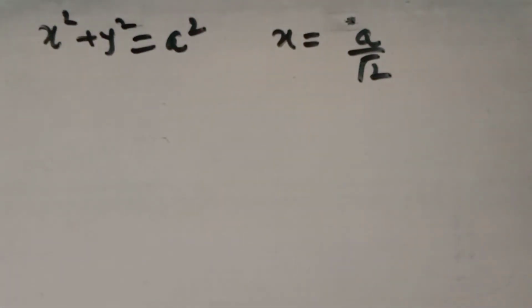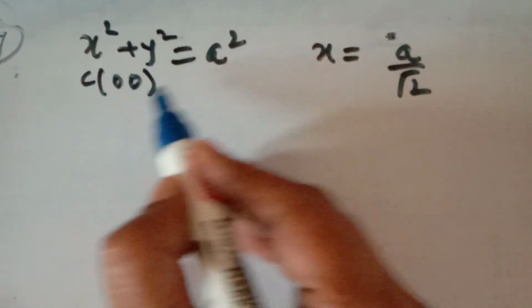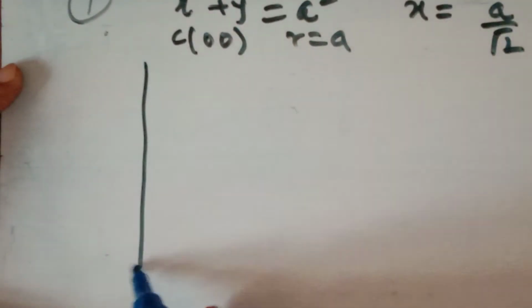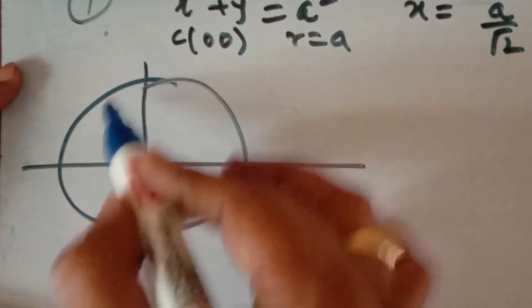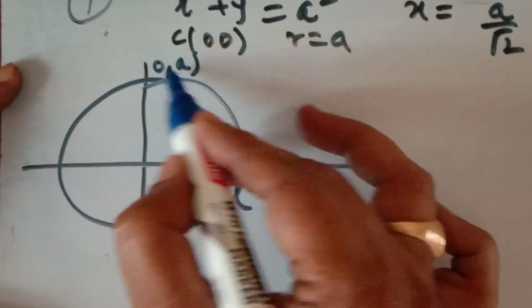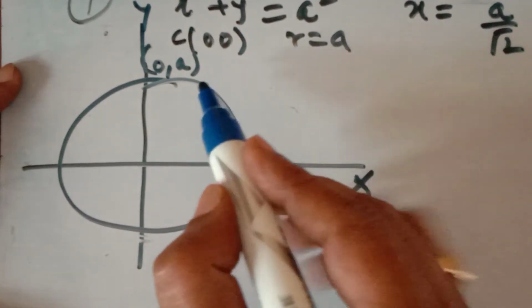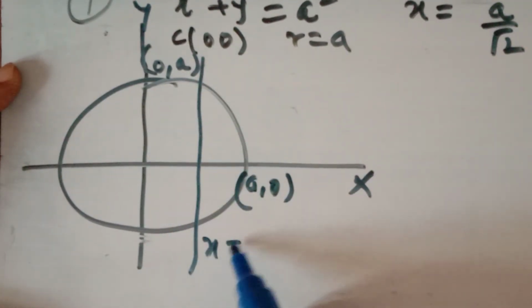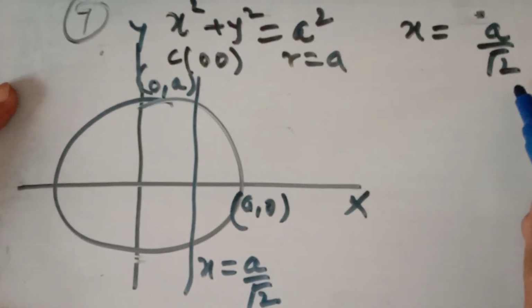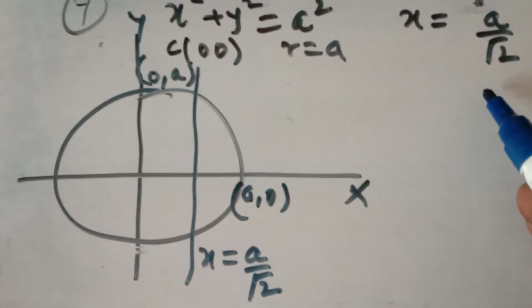So you have to find the smaller area bounded by this curve and the line x is equal to a upon root 2. Now if you see it very carefully, this is a circle with center 0 0 and radius a, and this is a line parallel to y-axis. So you simply draw a circle of radius a; its coordinates on x-axis will be a, 0, on y-axis it will be 0, a, and let us take this line x is equal to a upon root 2, which is a line parallel to y-axis. Now the smaller area you have to find.